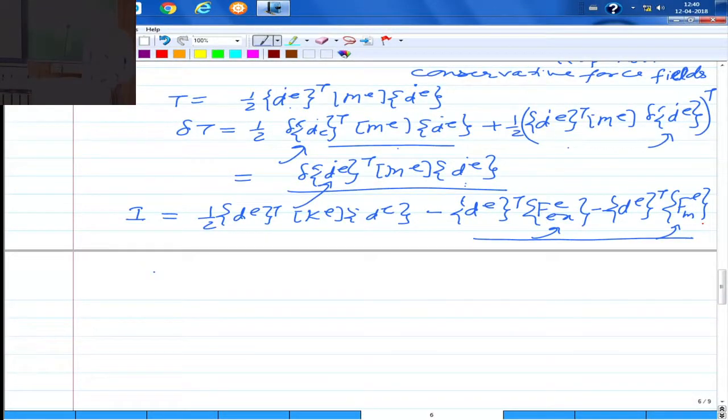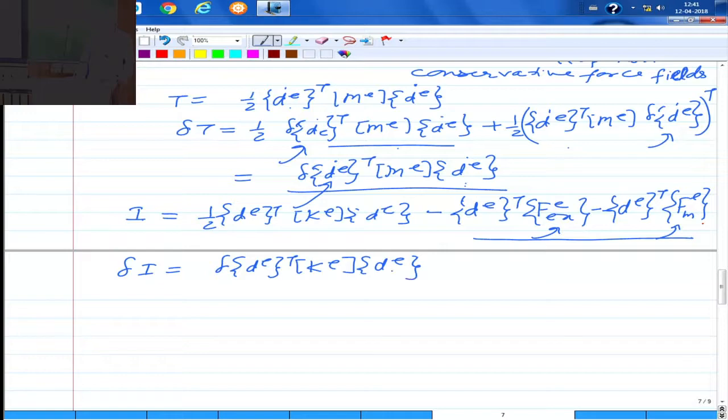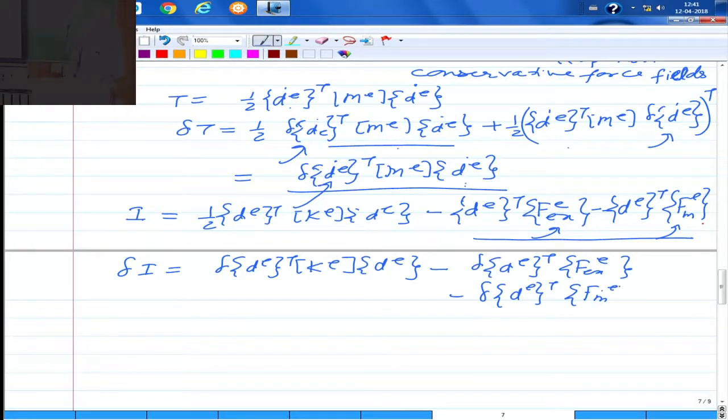So what you can do is, if you write delta I with similar logic, you can write it as delta of dE transpose, we have done this earlier, KE into dE. So two terms, and then the second term you replace by its transpose. So from the first, finally you are going to get this, and what you get from these terms is simply delta of dE transpose into F external and minus delta of dE transpose into F internal.